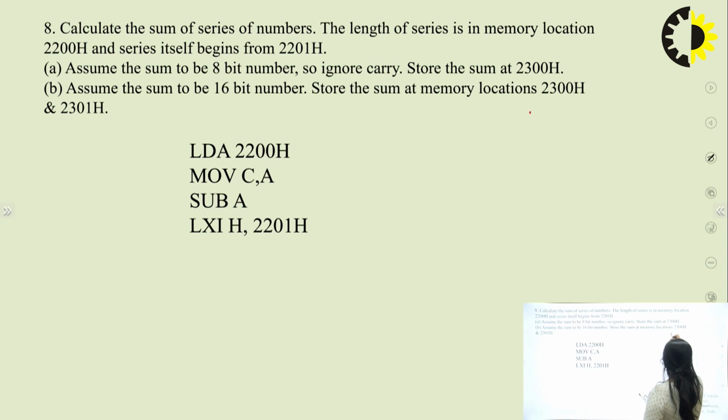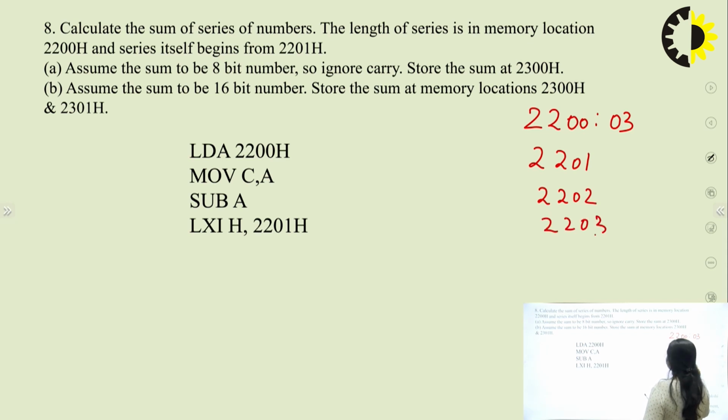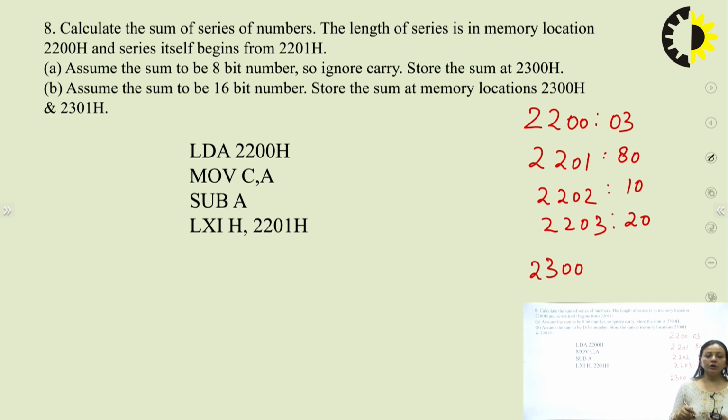So, for example, at location 2200H, I have 03. It says that the next 3 consecutive locations hold the input which you need to add, and you can display the result at location 2300H. I assume my 3 inputs, and the sum to be an 8-bit number. So I take them as 80, 10, 20. First is LDA 2200H: load the data from location 2200H into the accumulator.